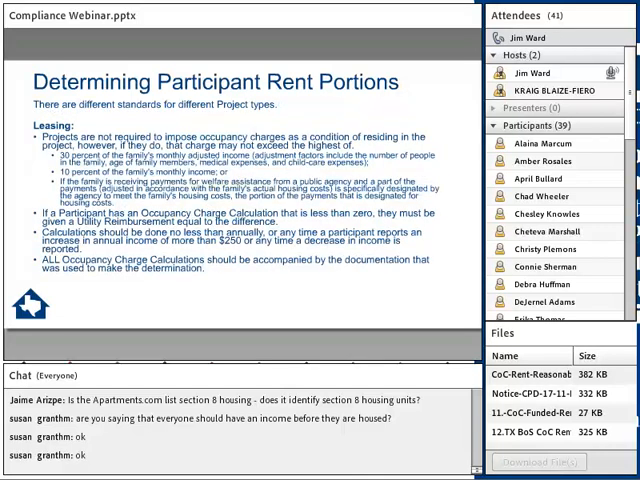For leasing projects, it's a little bit different. Leasing projects are not required to impose an occupancy charge as a condition of residing in the project. However, if they do, they may not exceed the highest of 30%, 10%, or public agency welfare, which we don't really have in Texas that I'm aware of. Again, the same applies if a participant's occupancy charge calculation returns a number less than 0, they should be given a utility reimbursement. Again, they should be done no less than annually, and all occupancy charge calculations should be accompanied by documentation.